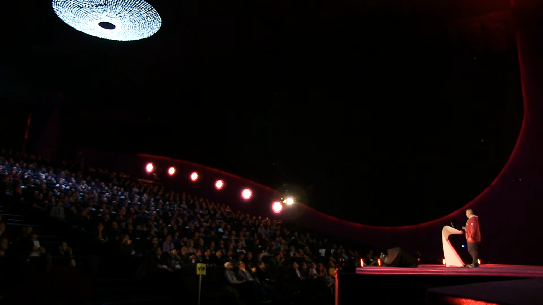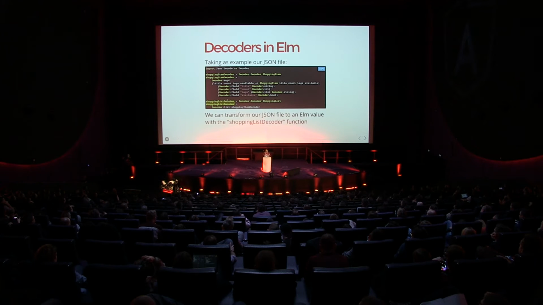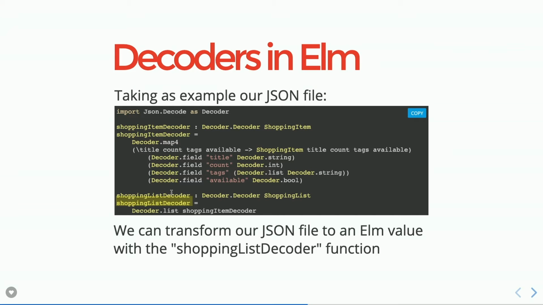For example, in Elm, this is Elm's code. This is all I've ever programmed in Elm, promise. So you have this shopping list decoder, and you can transform your JSON file to something that Elm can understand. By creating this shopping list decoder, it's decoding a list of shopping item decoders. And then the shopping item decoder is going to decode each field. So the title has to be a string, and the count has to be an integer, and the tag should be a list of strings, and available should be a boolean.